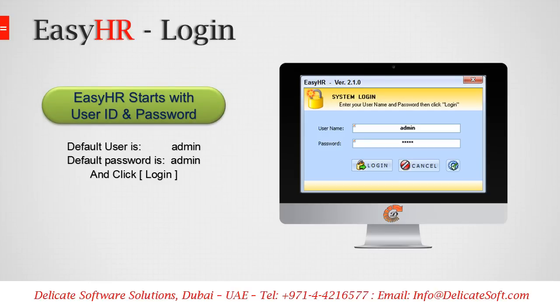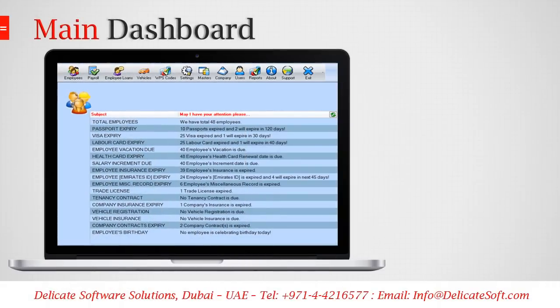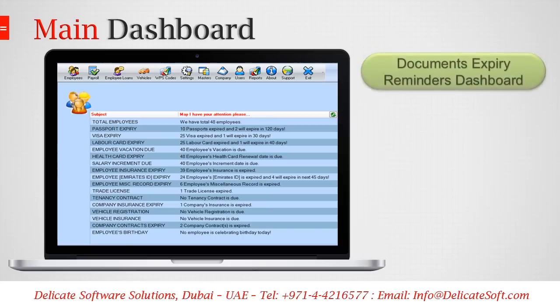EasyHR starts with user ID and password. Enter the default user ID as admin and password as also admin, then click login. The moment you log in, you land on this dashboard, where you can see all the documents which are expired or going to expire soon.